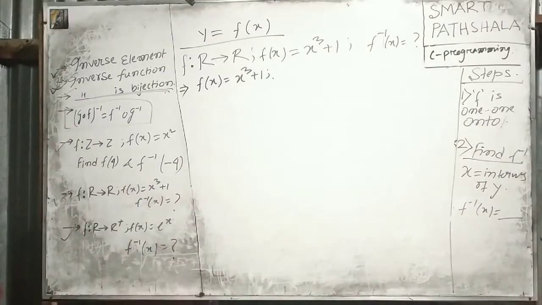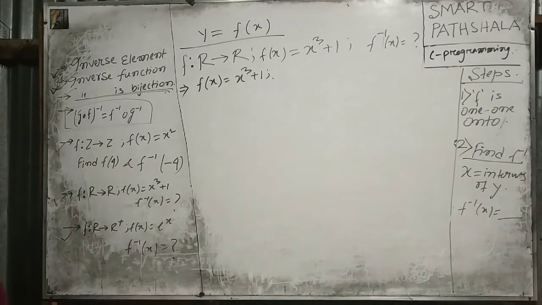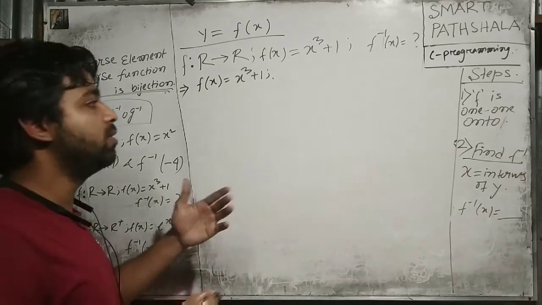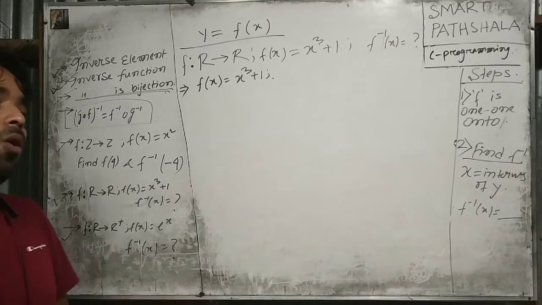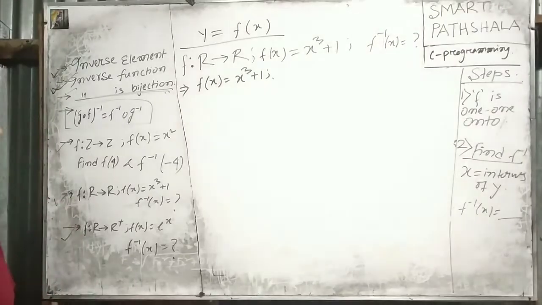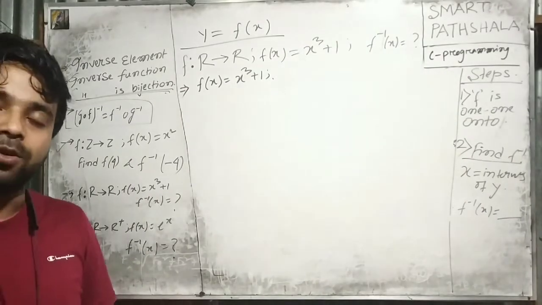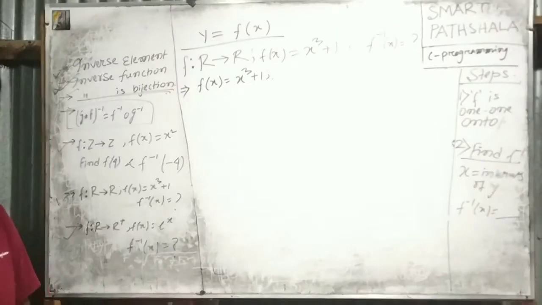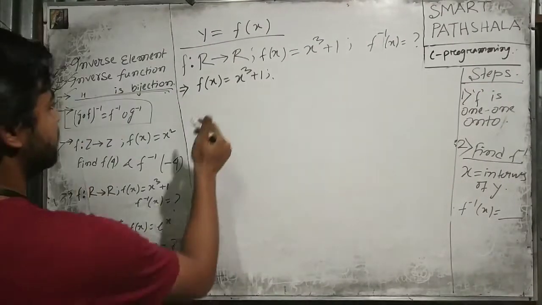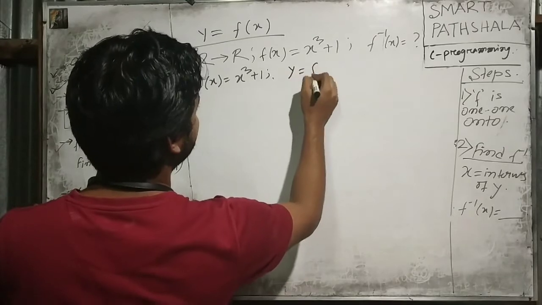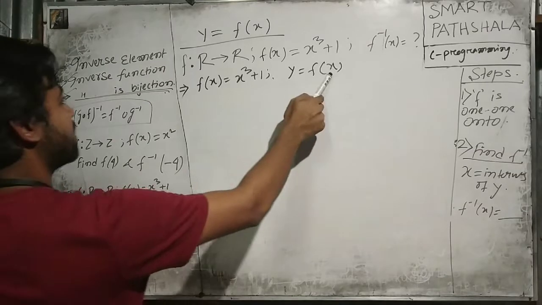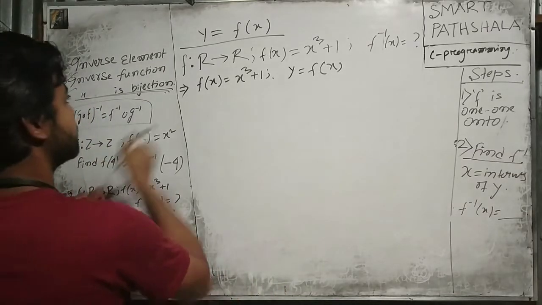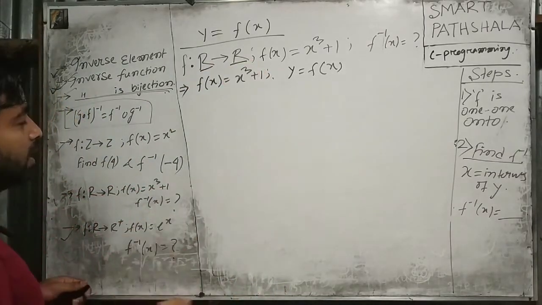Now that we have proved that f is 1-1, now we have to prove if f is an onto function. For a function to be onto, the necessary condition is that all the elements of the codomain set should have pre-images in the domain set, right? Now we know y is equal to f of x, where y is an element in its range and x is an element in its domain. Domain means this one and codomain means this one, right?